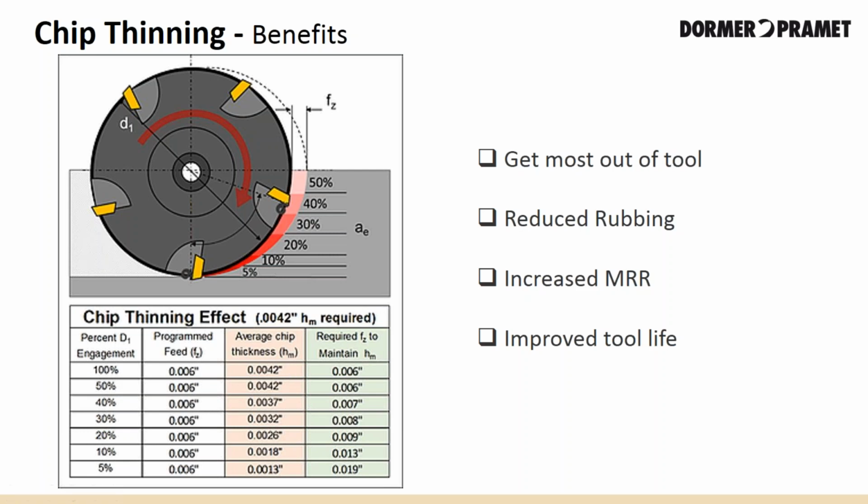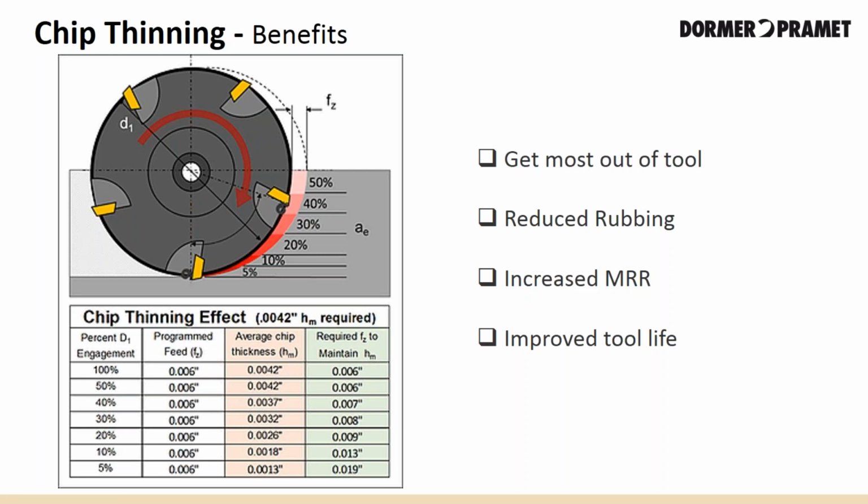As the percent of D1 engagement falls below 50%, the average chip thickness thins out to less than the thickness of a piece of paper. So to achieve the 0.0042 average chip thickness that we'd like to see, that's required, the feed per tooth or flute must be increased as the percent of D1 engagement is reduced.